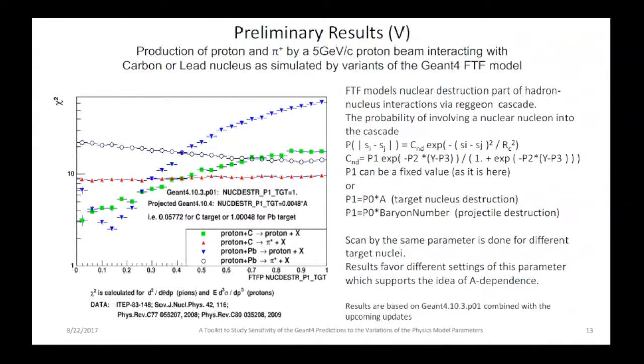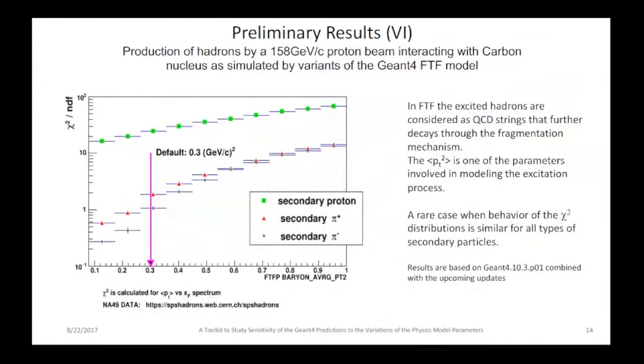for example, the probability of involving a nucleon in the cascade is given by this. The probability is expressed as a Gaussian times a constant, and this constant contains many physical parameters. Right now this P1 is a fixed value, but the study shows there is a strong A dependency. So until you take all this into account in the overall integrated analysis, it's very hard to come up with the best set of parameters you can set as a default.